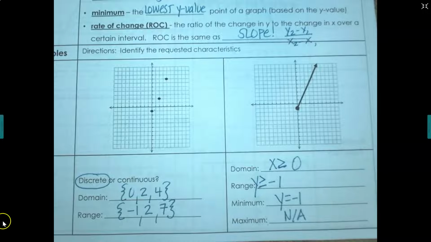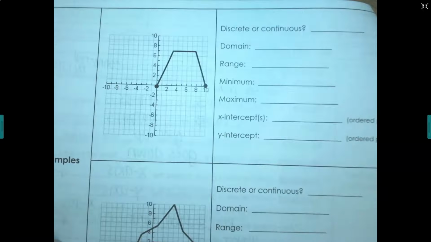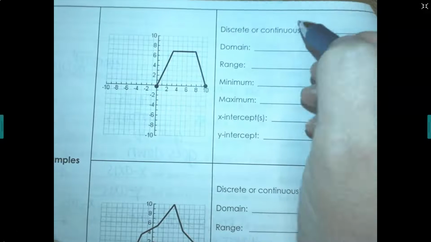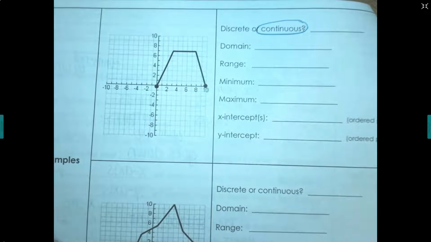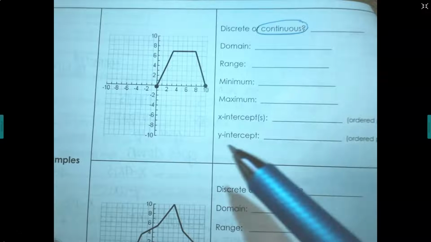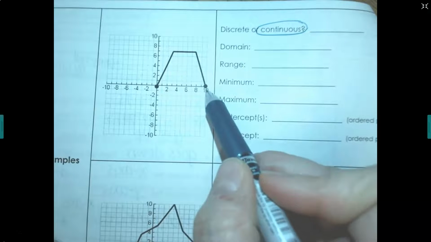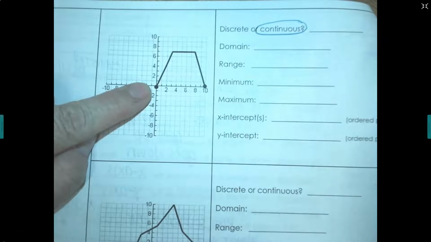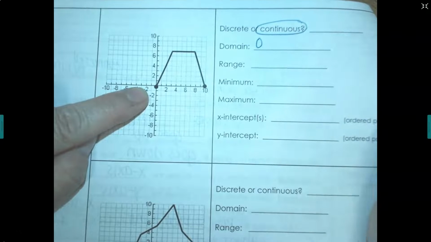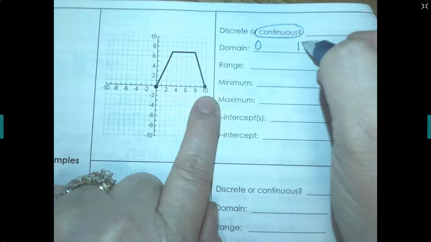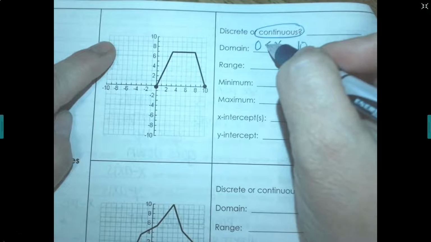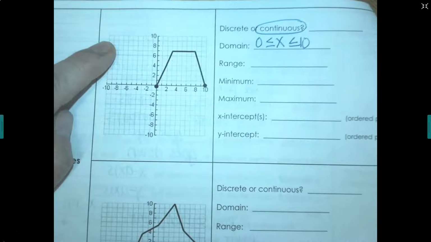All right, let's try some of these on the other side. My first question here, is it discrete or continuous? This is connected by a line. That makes it continuous. Okay, our domain is our x values left to right. I do have an exact left and an exact right because there's points and not arrows. My lowest x value is at 0. My highest x value is at 10. We're talking about x's. And these are closed points, so they're going to be equal to.